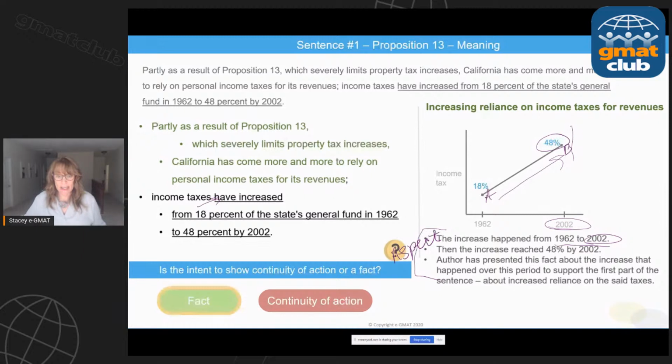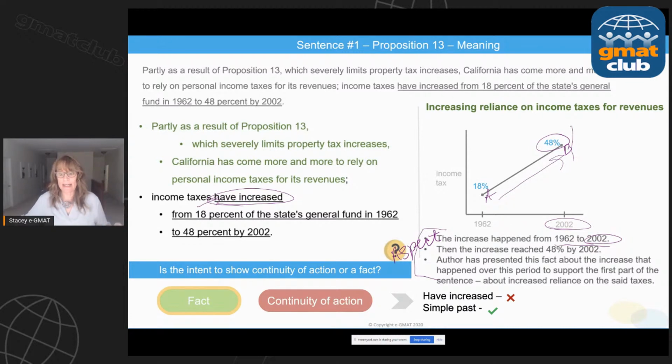So this would be an error in the sentence. I would need the simple past tense here, because I'm no longer continuing. I have that hard stop because I've collected that data and I have that endpoint of 2002. So that's where the verb tense error is with our author telling this story. Anytime we have that hard stop and we know the date that it ended, we want that simple past tense. So have increased is incorrect.